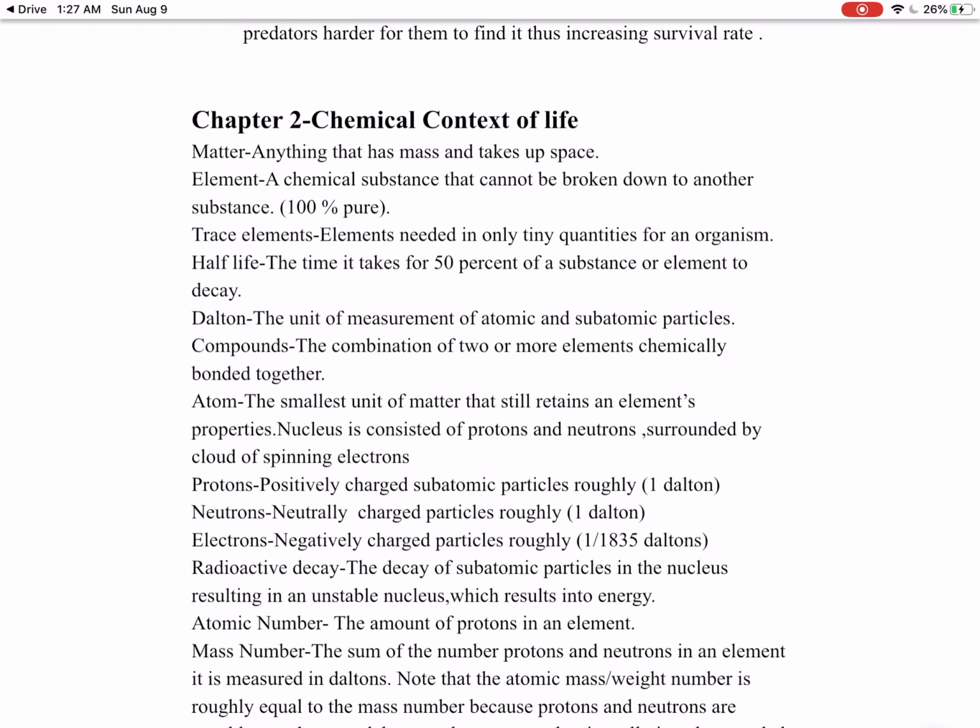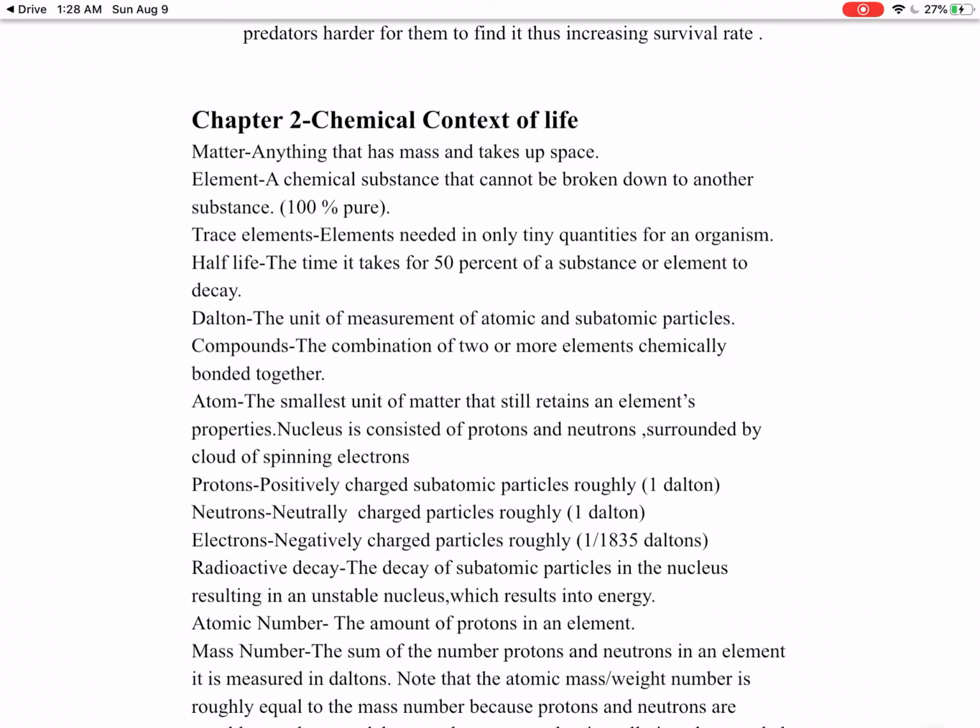Now, an element is a chemical substance that cannot be broken down to another substance. So it's 100% pure. For example, if we're talking about oxygen atoms, we're only talking about 100% oxygen atoms. We're not talking about oxygen being made out of 90% oxygen atoms and 10% nitrogen atoms. We're talking about 100% oxygen atoms. So the key thing to know is that an element is 100% pure and it cannot be broken down to another substance with different properties.